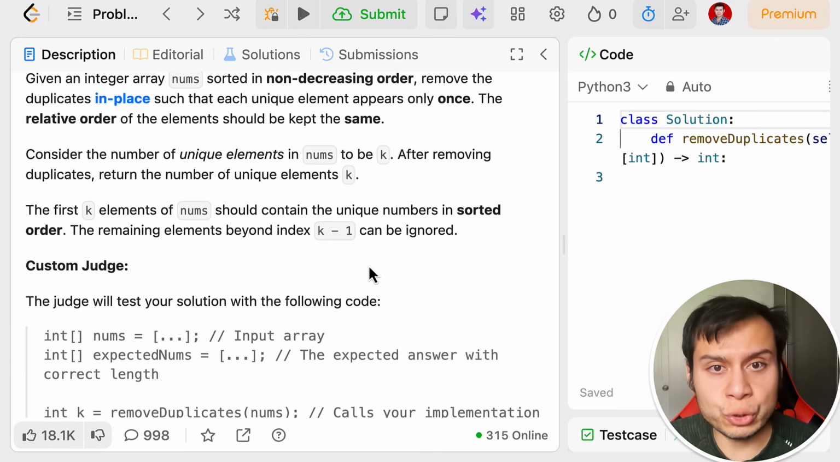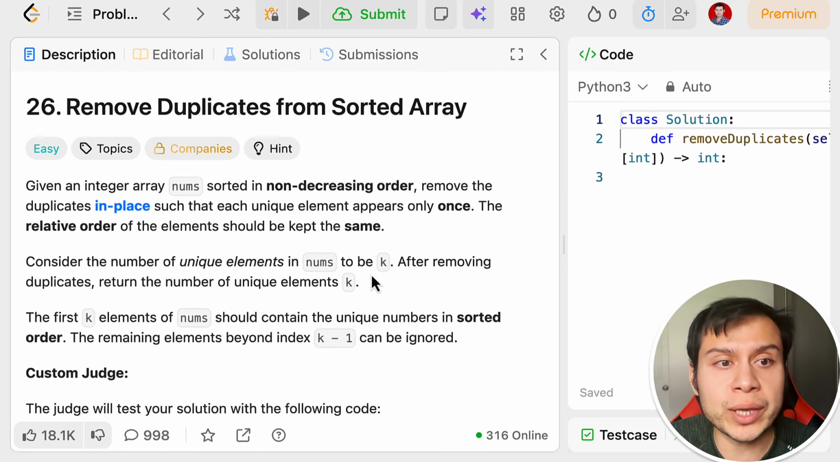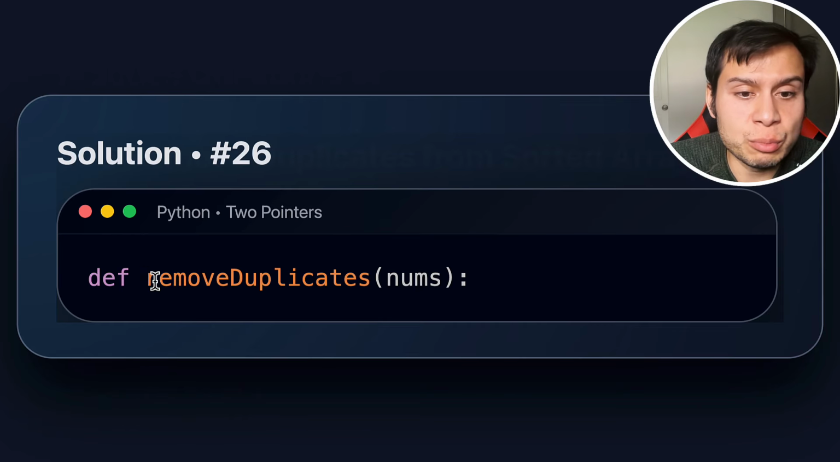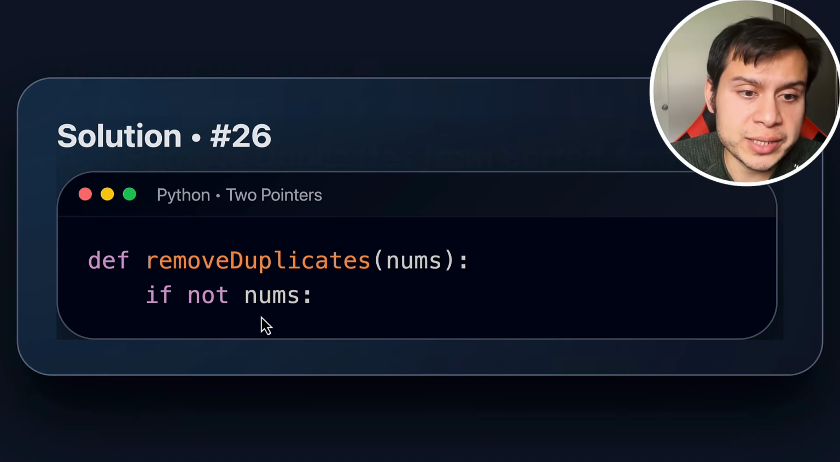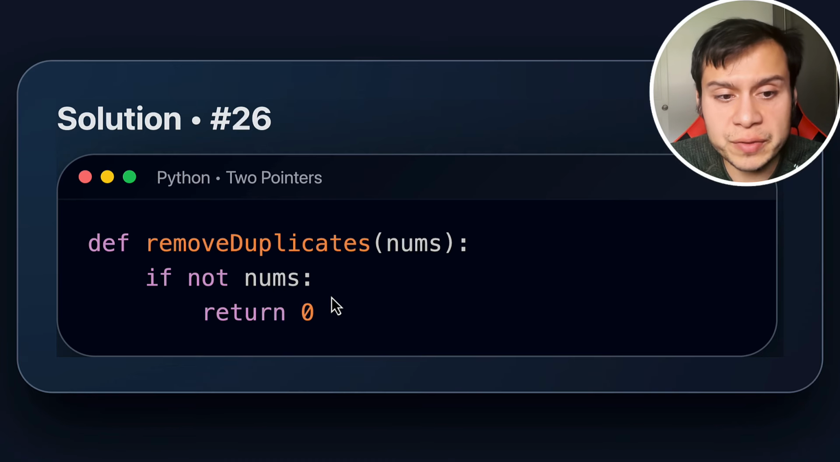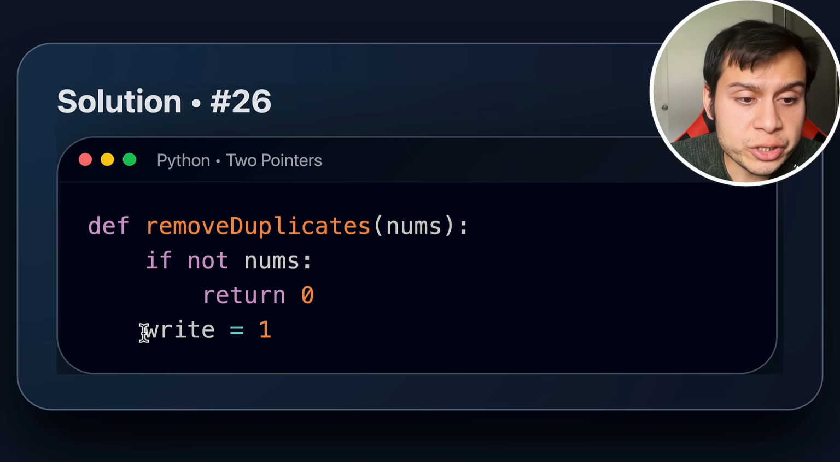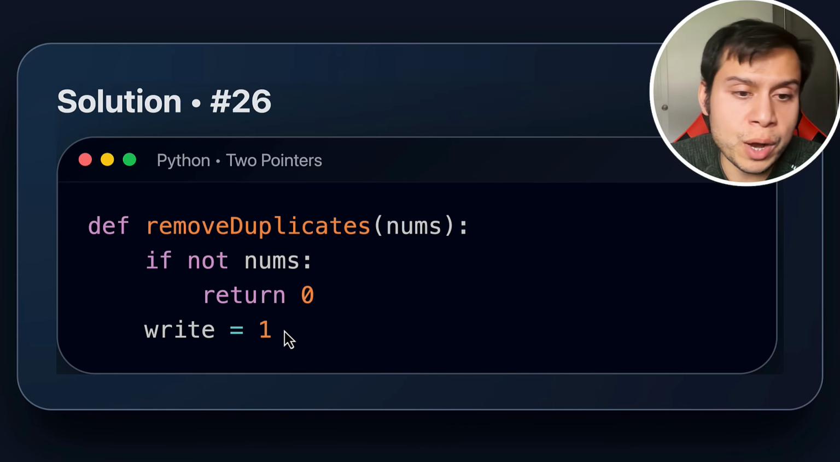So how can we use the two pointers, or fast and slow pointers technique, to solve this question? Let's take a look at the solution first and see how the code is going to tackle this problem using the slow and fast pointers. Let's start from the definition of this function, remove duplicates. We're given the nums array, and the first thing we do is check whether this nums array is empty or not. If it's empty, we just return 0 because there's nothing to look at. Then we initialize our slow pointer, write, equal to 1. It starts from 1 because the 0th element is unique. So we start from 1.